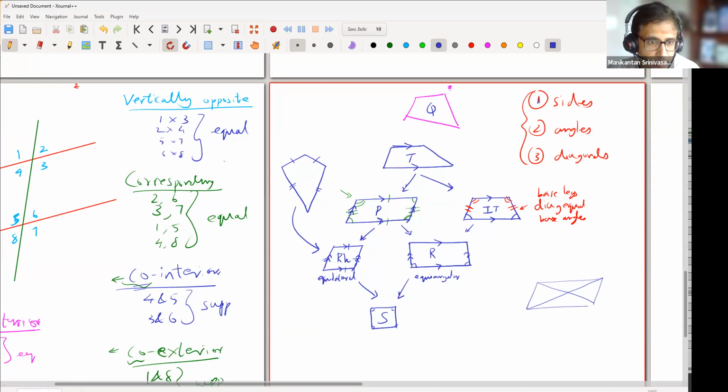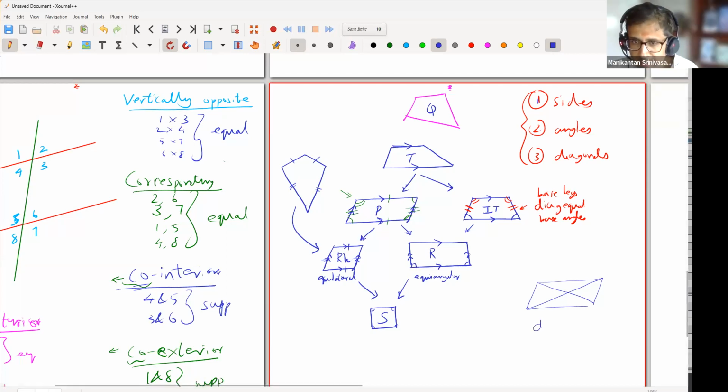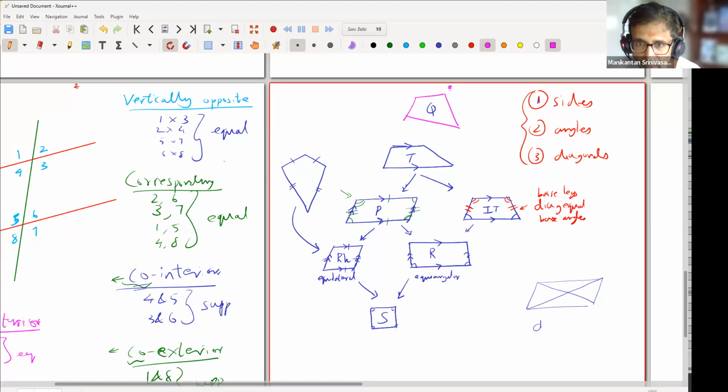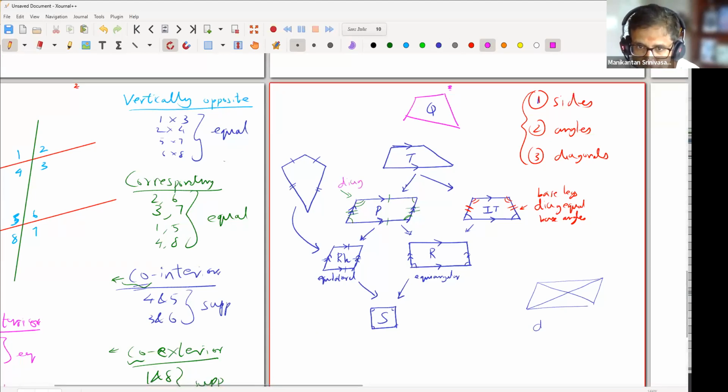But there's still one more property. Snigdha, anything about diagonals in a parallelogram? I think they bisect each other. Excellent. Diagonals bisect each other. So the words each other are important. Diagonals bisect each other.